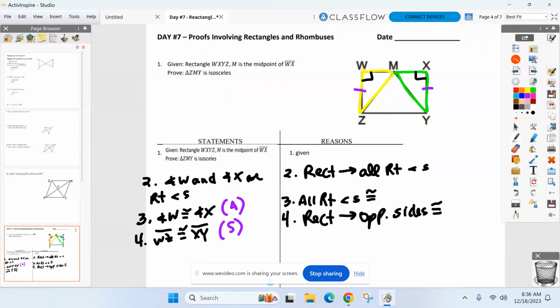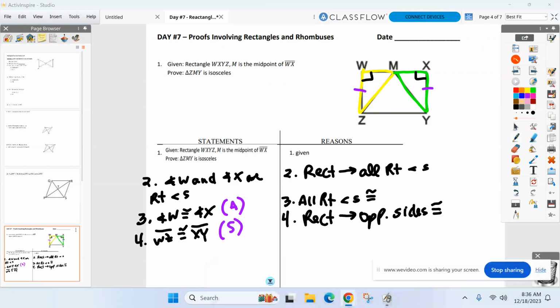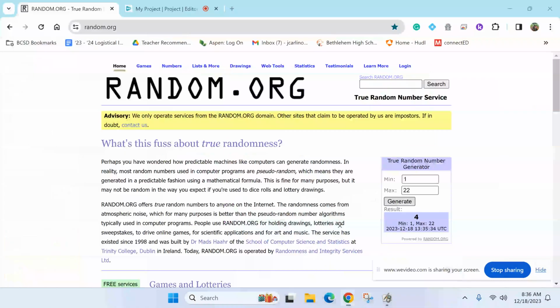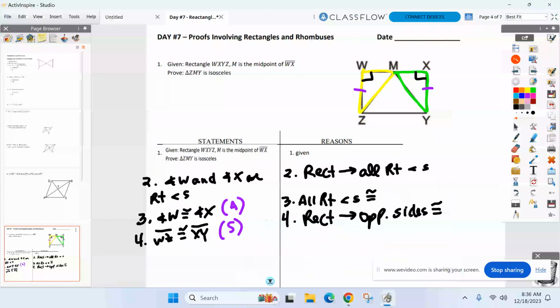Remember, we haven't even sniffed that midpoint yet, so probably that's where the 3rd pair is going to come from. But I'll leave that up to you. Where's my 3rd pair up here? 3rd pair, Shar, sorry. There we go. Yep. Had me nervous there for a second. WM and MX.